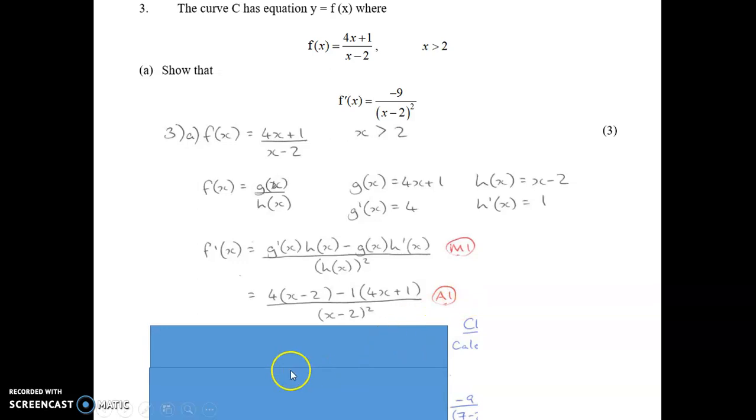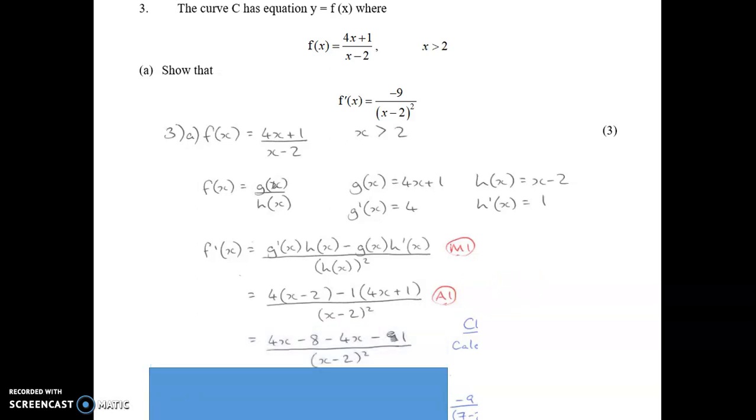So this is the derivative, but you can see it doesn't look quite right yet. That's what we're looking for. So the bottom is fine, the denominator is correct, but I just need to play around with the top. So if I expand the brackets, I get this function here, and then you can see the 4x's cancel out, and we're left with minus 9 at the top in the numerator. So that's all good. So that's part A.